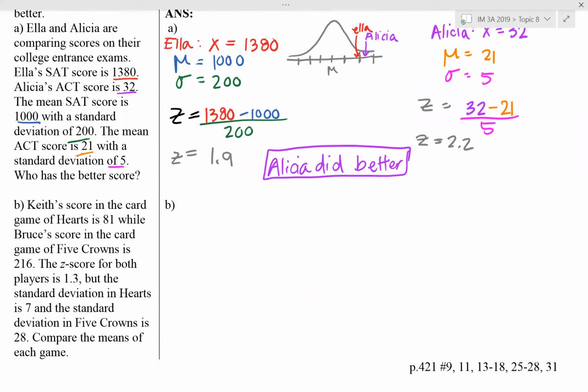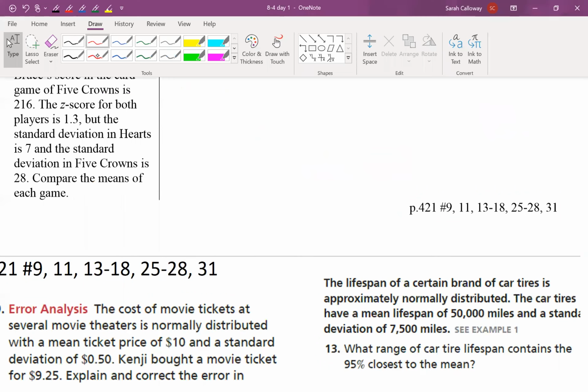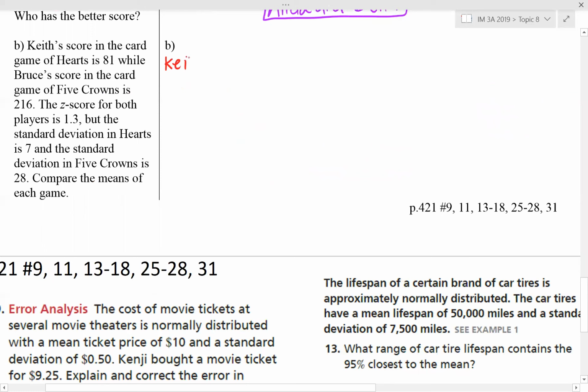For the final problem on here, we are looking at scores in card games. So they're playing hearts and 5 crowns. And this time, though, they give us the z-score, and they're asking us to compare the means of each game. So for this problem, we've got Keith, who's playing hearts. So let's write his name. And so his score is 81. So his value for X is 81.